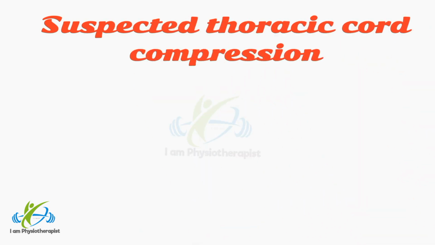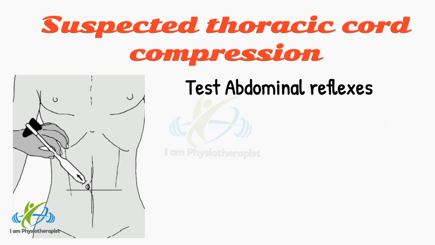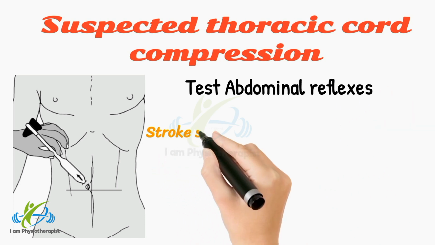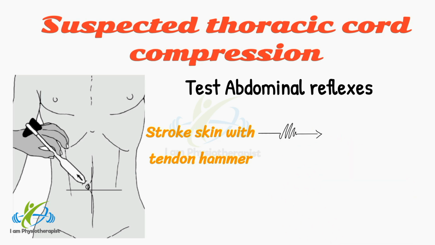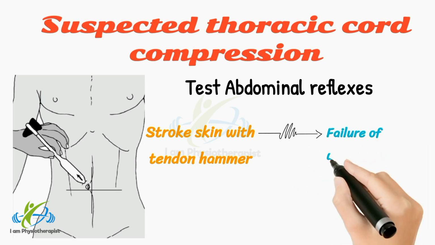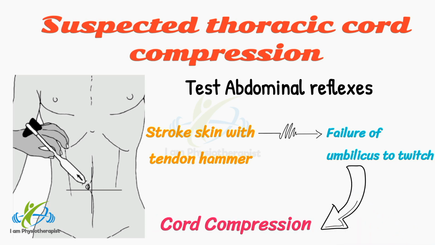Note also that stocking anesthesia may be found in diabetic neuropathy and peripheral vascular disease. If thoracic cord compression is suspected, it may be crudely assessed by testing the abdominal reflexes. Use a blunt object such as the handle of a tendon hammer to stroke the skin in each periumbilical skin quadrant. Failure of the umbilicus to twitch in the direction of the stimulated quadrant suggests cord compression on that side at the appropriate level.